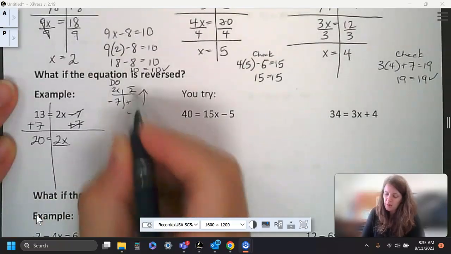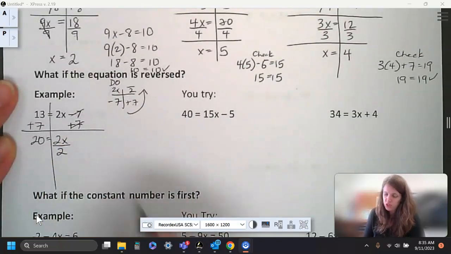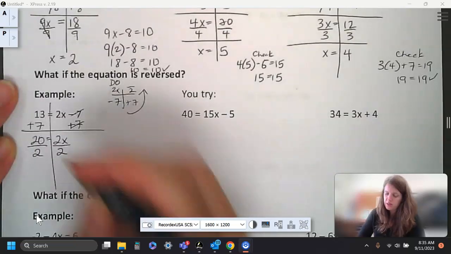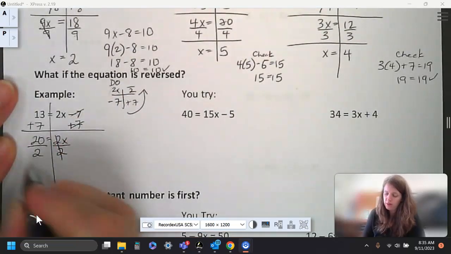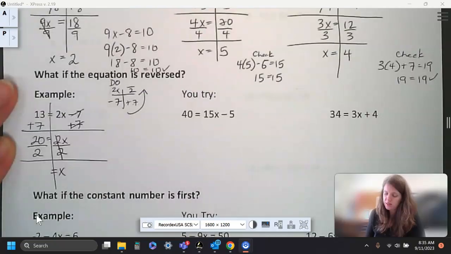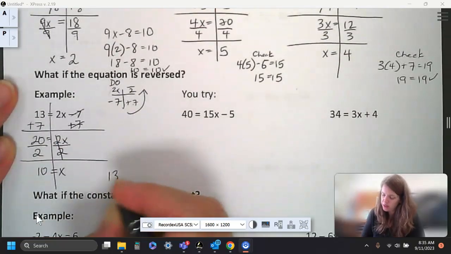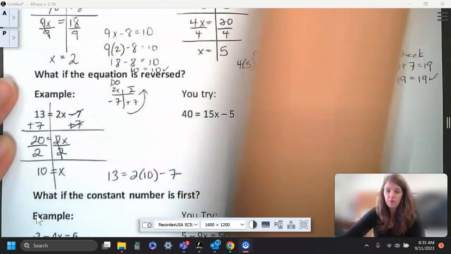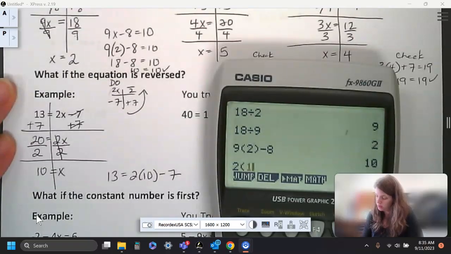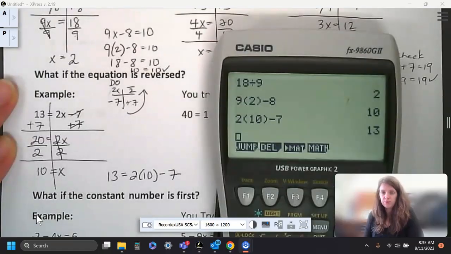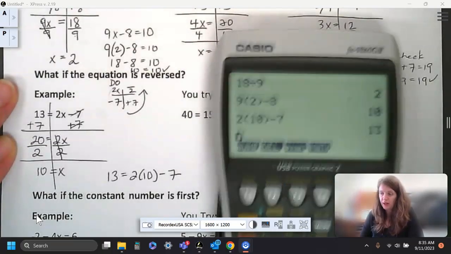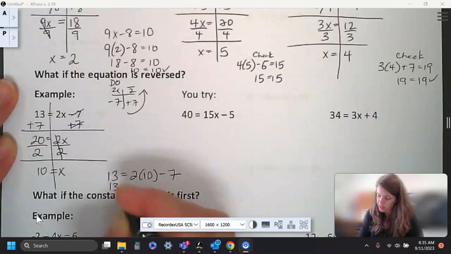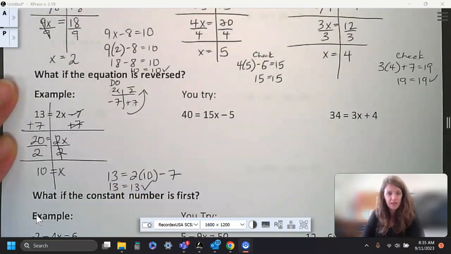So I'm going to do the last step, which is to divide by the number with x, which is 2, the number that's multiplied by x. And I'm going to divide and get a 1x, or just x, equals 20 divided by 2, which is 10. And if I want to check, I could say 13 is equal to 2 times 10 minus 7. Well, is 2 times 10 minus 7 13? 2 times 10 minus 7 gives me 13, right? So I checked, got 13 is the answer, so 13 is equal to 13, so I did it right.